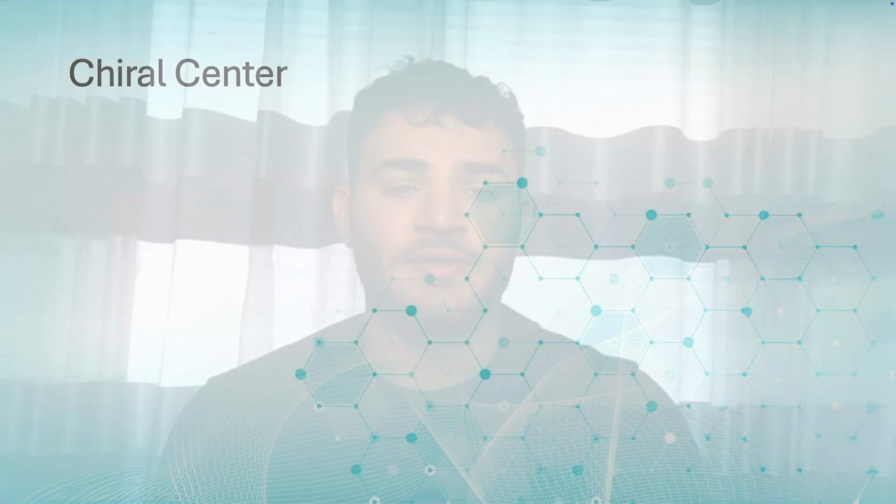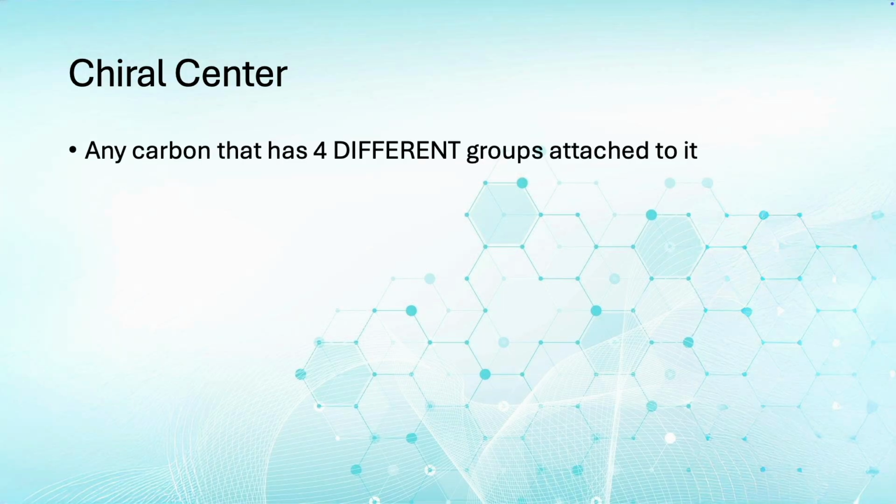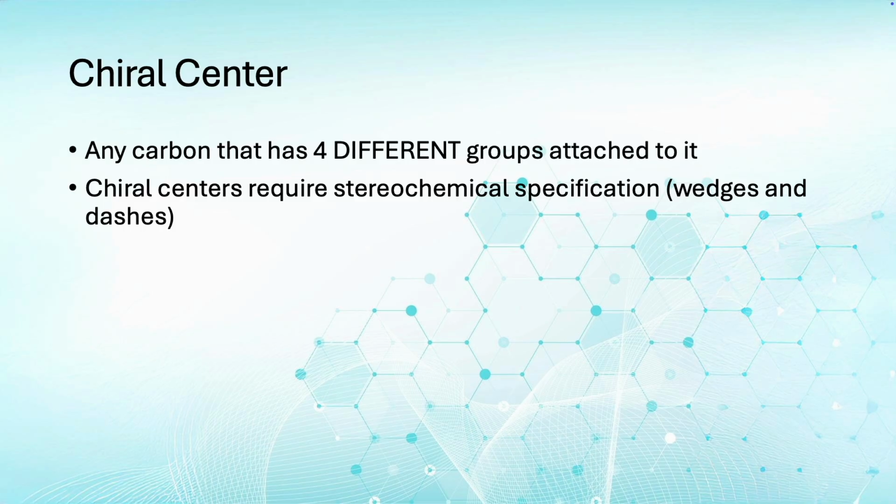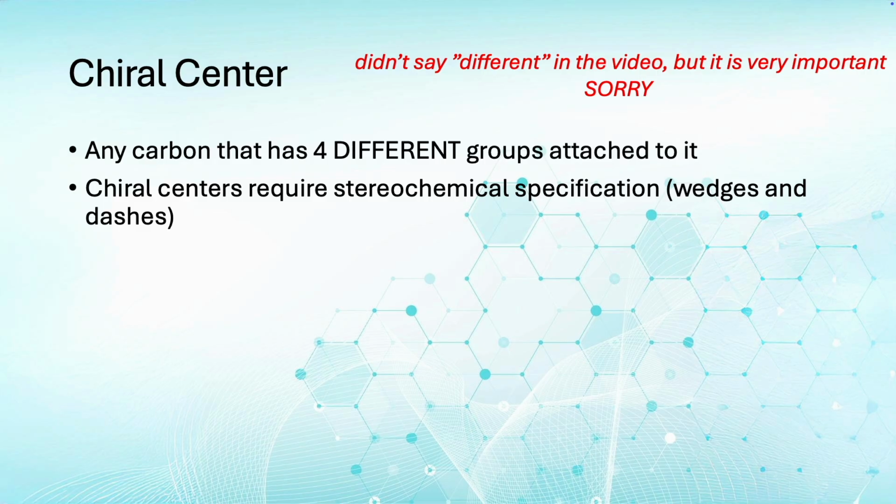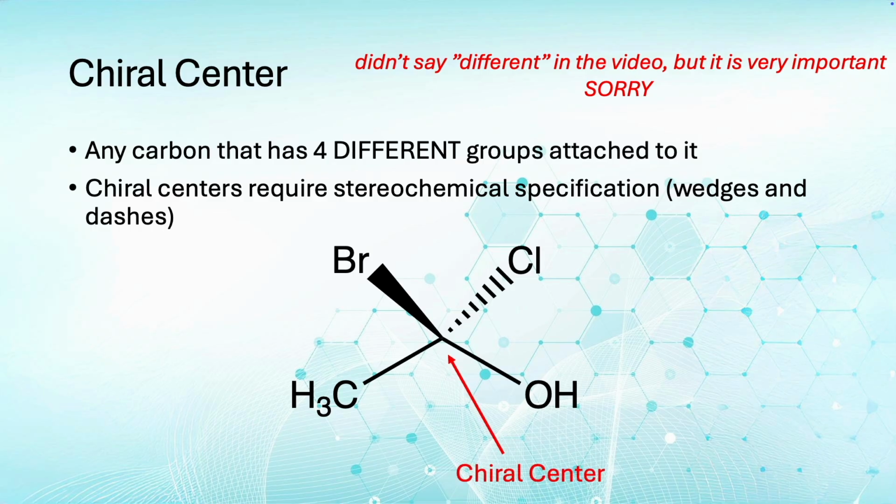I want to summarize this video with a definition of a chiral center. A chiral center is any carbon that has four different groups attached to it. Every chiral center, and only chiral centers, require stereochemical specifications, like wedges and dashes. It'll be incorrect to draw wedges and dashes to a carbon that is not a chiral center. In the example we had previously, the carbon in the center is a chiral center, while the methyl group carbon is not. This is because the center carbon has four different groups attached to it: bromine, chlorine, methyl, and hydroxyl. However, the methyl group does not have four different groups attached to it.